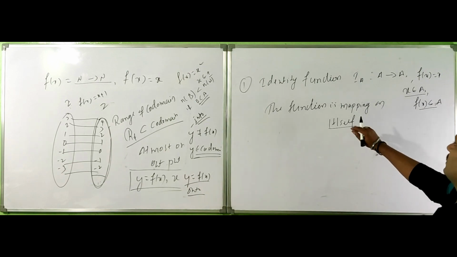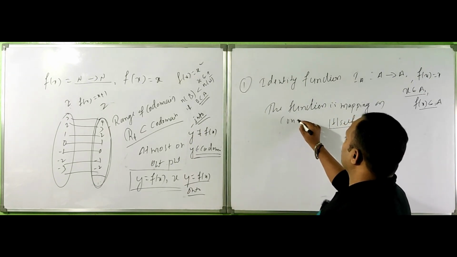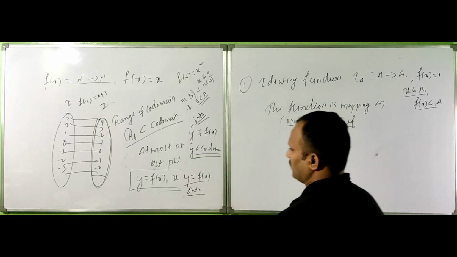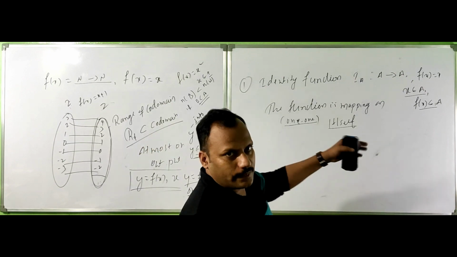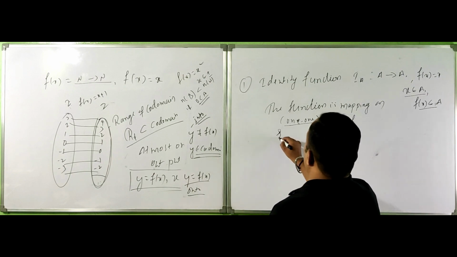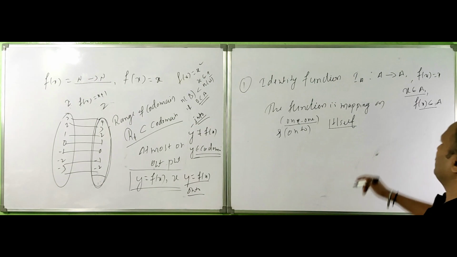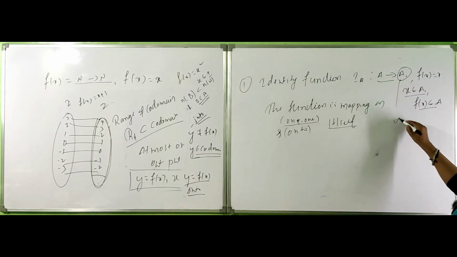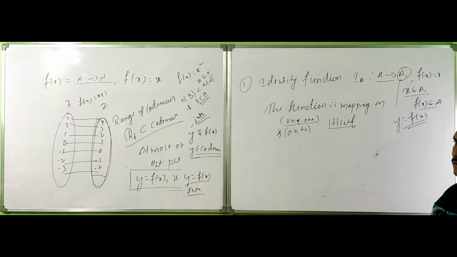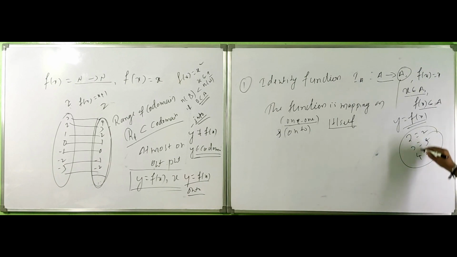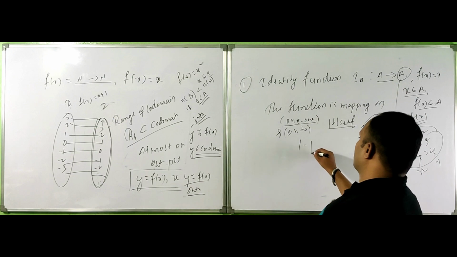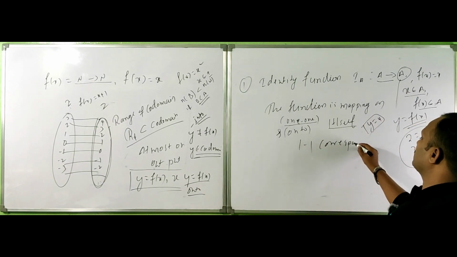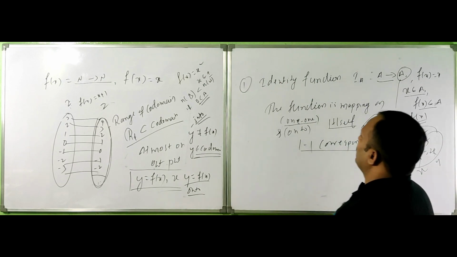And it is one to one. For a one-one function, each element has only one image, and it is also onto. Here y is equal to f of x, and y is nothing but the elements of x. 2 is equal to 2, 3 is equal to 3, 4 is equal to 4. This is the x, this is the y, so here y is equal to x. So this is a 1-1 correspondence. First one is the identity function.